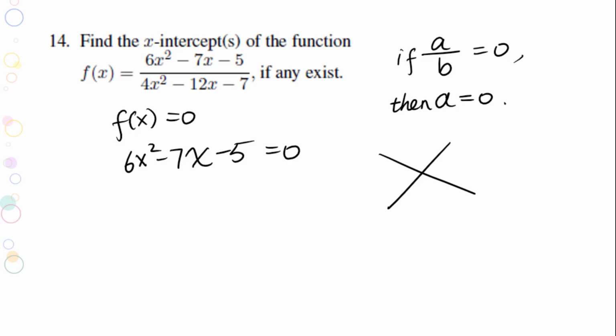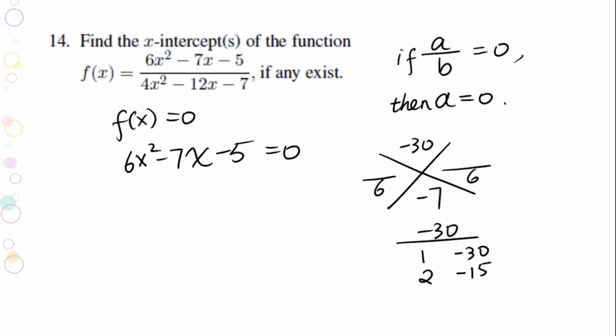Ninja x, negative 30, negative 7, over 6, over 6, negative 30. 1 times negative 30, adding is not negative 7. 2 times negative 15, adding is not negative 7. 3 times negative 10, adding is negative 7. So 3, negative 10. Reduce. Negative 5 over 3.